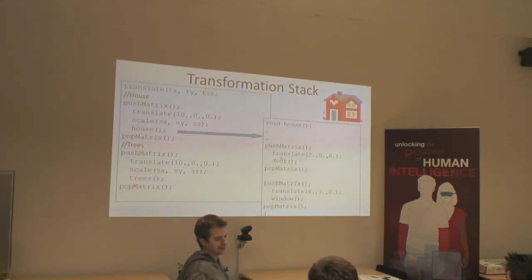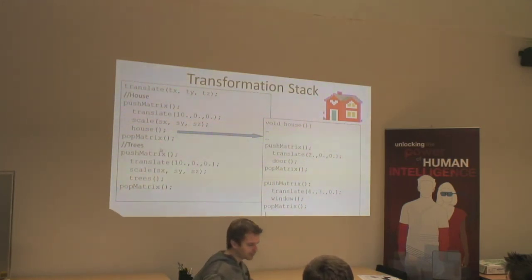So the house knows how to translate to put a door, but the door doesn't know where it is with respect to the house because it doesn't really matter. All the door needs to do is look like a door. It's the house's job to figure out whereabouts on the house the door should go, and the same thing with the windows. So try and get something in your assignment to allow you guys to have a play with this. Make sure that you're doing it correctly.